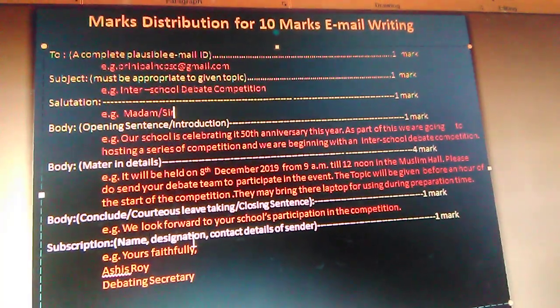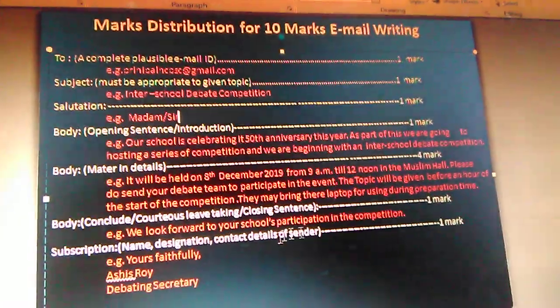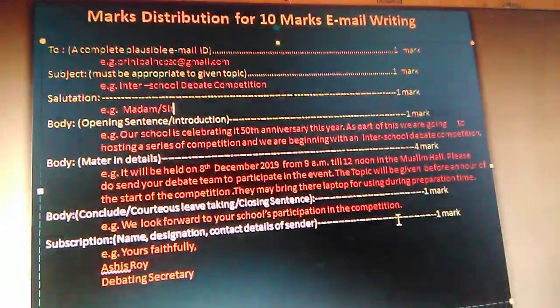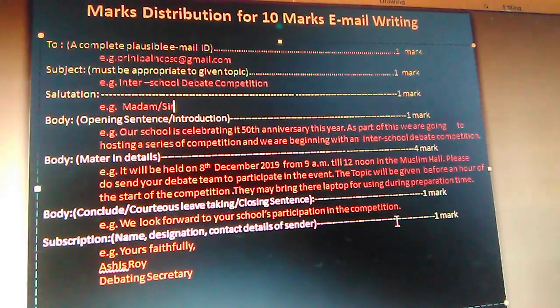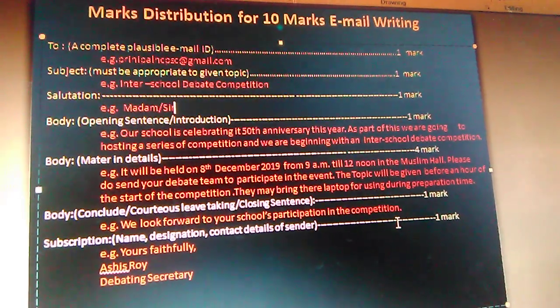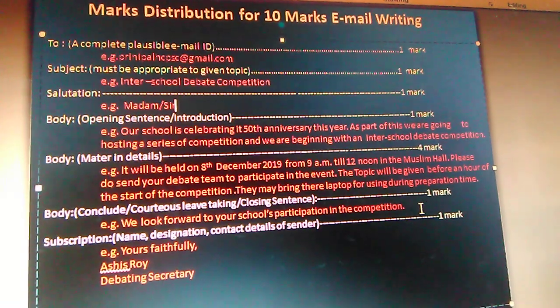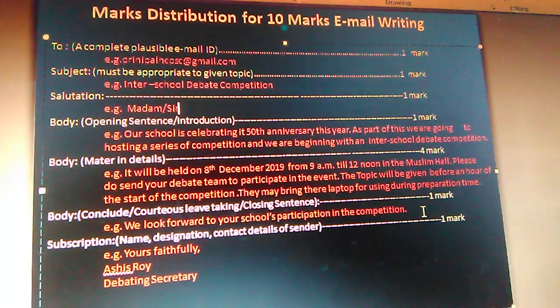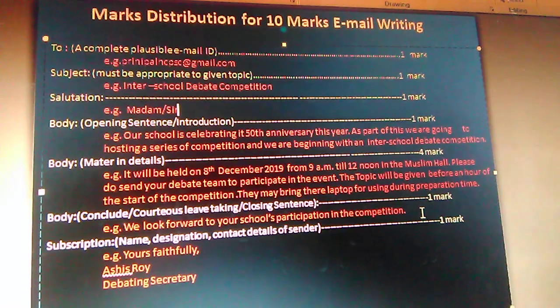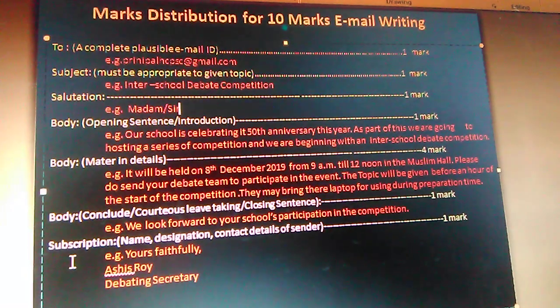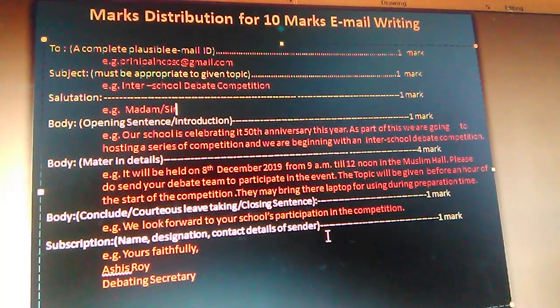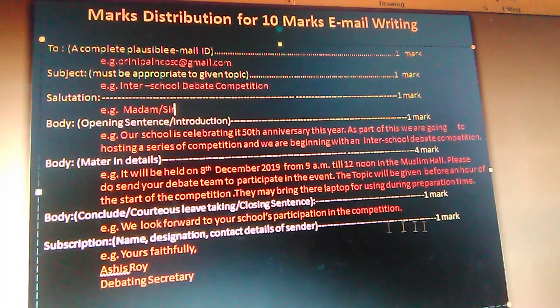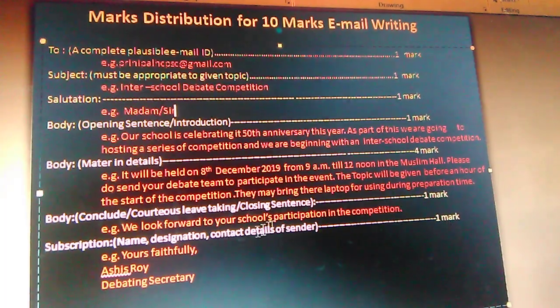Look, for example, we look forward to your school's participation in the competition. I told you in brief earlier that this is the expectation of the reply. You will write what reply you want to get from the receiver of the email. Then subscription, name, designation, contact detail of the sender. Here, if you can write this one, then you will get 1 mark.